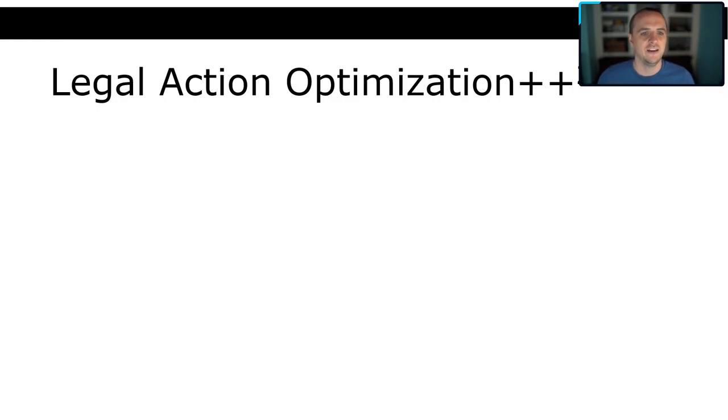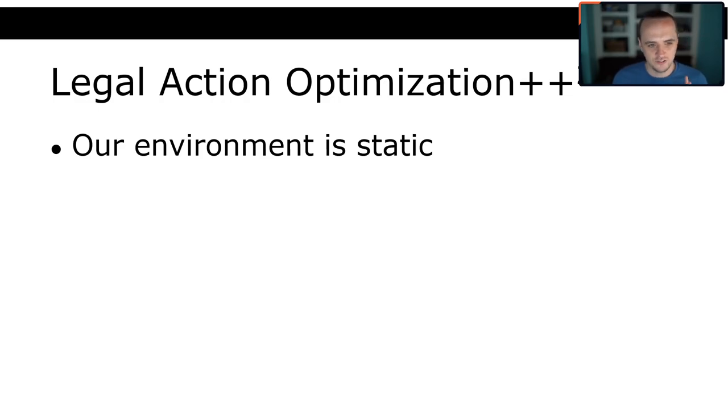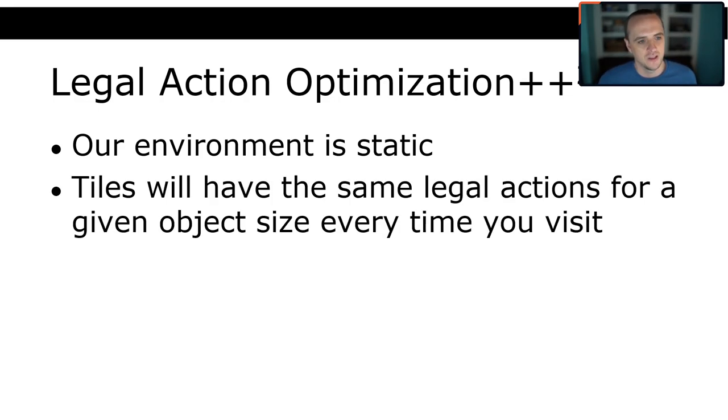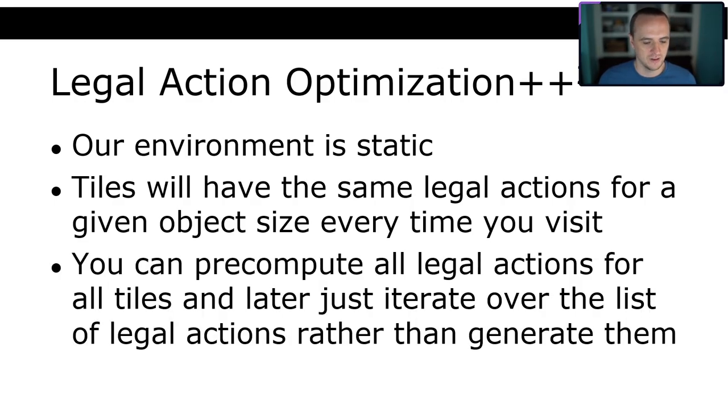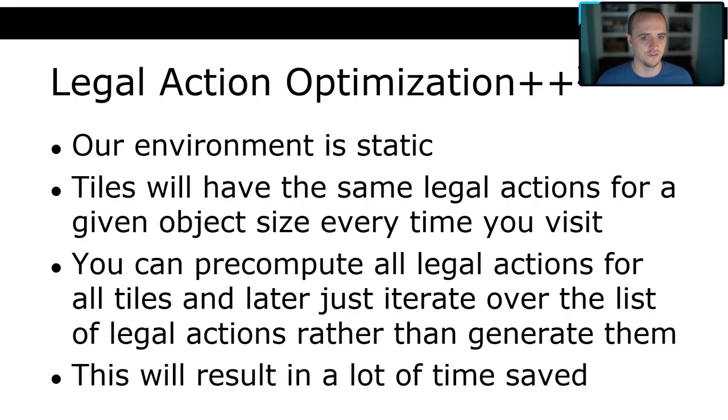Here is an even more crazy legal action optimization that you can use to really speed up things in your code. So our environment is static, okay? That means that our tiles will have the same legal actions for a given object size every time you visit them. What does that mean? It means you can pre-compute all legal actions for all tiles, and later just iterate over the legal actions rather than generating them. And this ends up with a ton of time being saved.